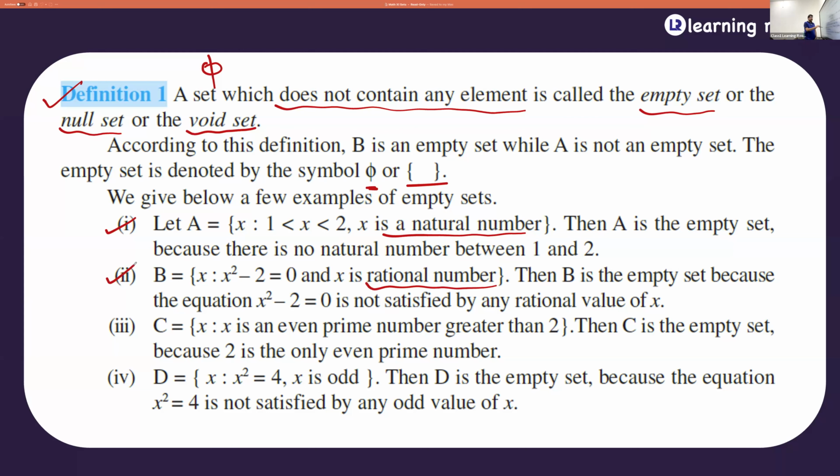Now C is equal to {x such that x is an even prime number greater than 2}. What is the even prime number which is greater than 2? Nothing, because everything is a multiple of 2. So this is also an empty set. B is equal to {x such that x squared is equal to 4, where x is odd}. x is equal to plus or minus 2. But plus and minus 2 both are even, right? So because of this odd condition, again it is going to be an empty set. Am I clear with this?